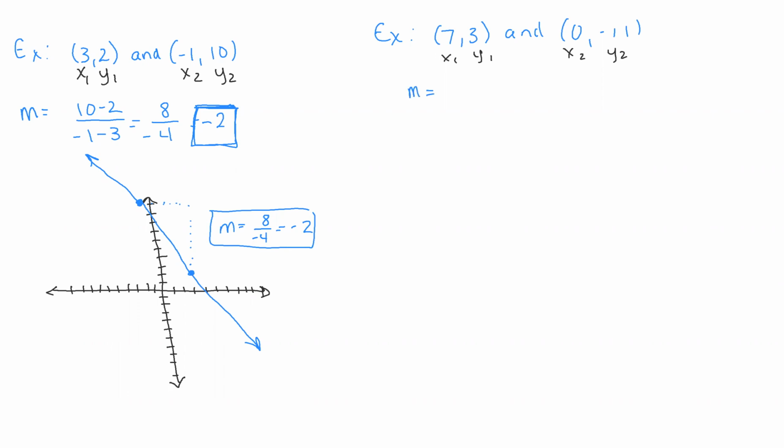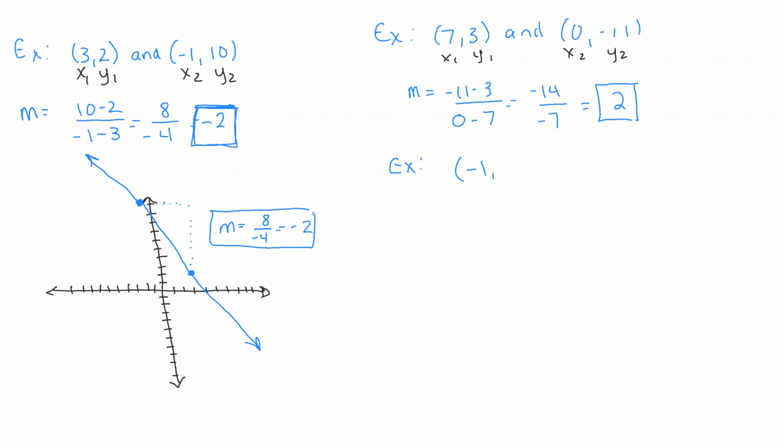Now for the slope, we want the difference in the y's. So y2 minus y1. The difference in the x's, x2 minus x1. Well, negative 11 minus 3 is negative 14. 0 minus 7 is negative 7. We want to simplify that out. So the final slope is going to be positive 2. Negative 14 divided by negative 7 is positive 2. Let's keep looking at examples.